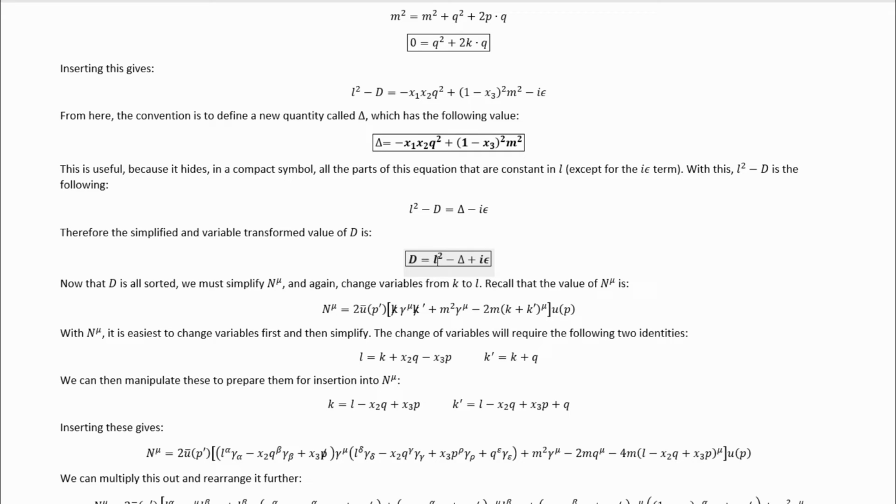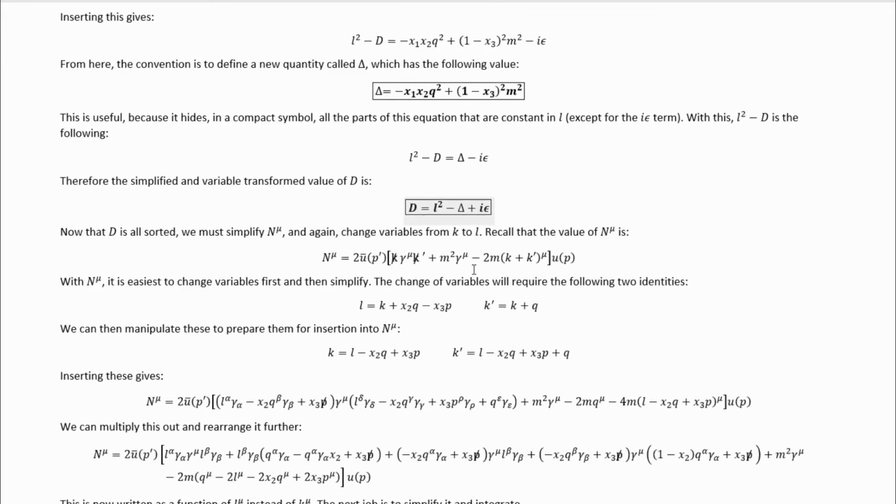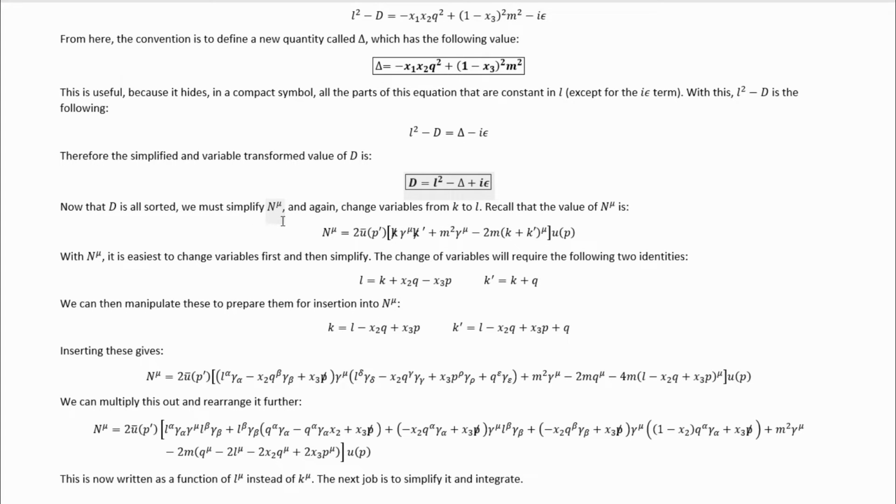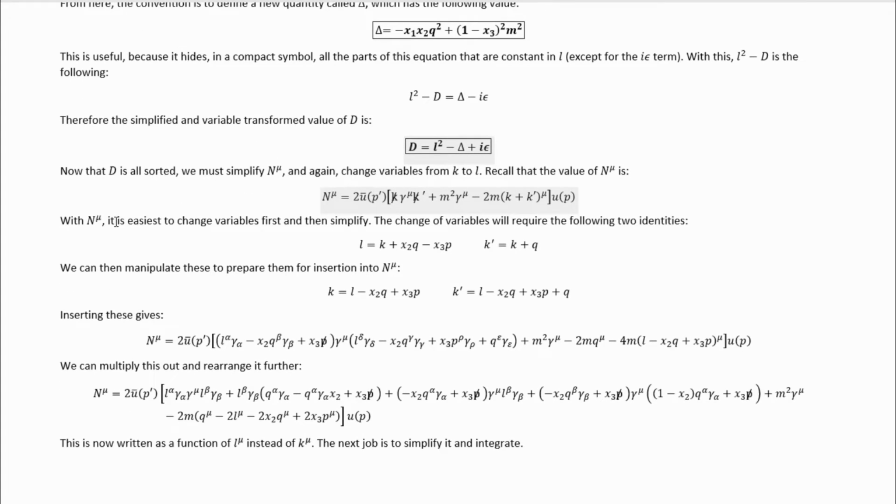So it reveals that there's this L squared in there, and then just hides all the other L constant stuff in this delta. So it really highlights what we need to know and hides all the other junk. Now, with d sorted out, we can focus on n mu. With n mu, it is easiest to change variables first and then simplify.